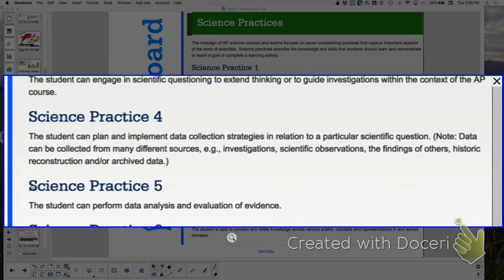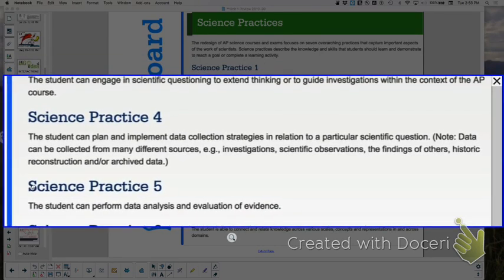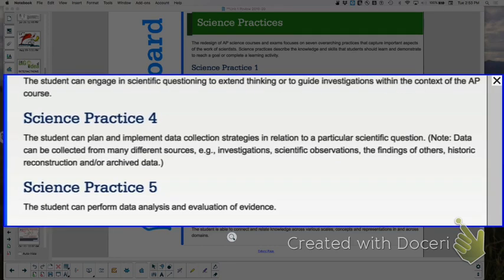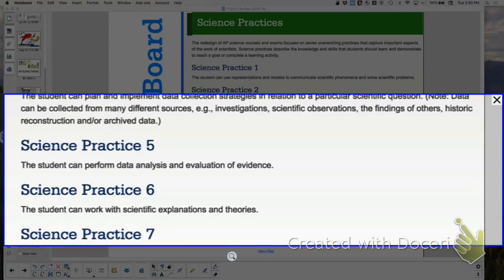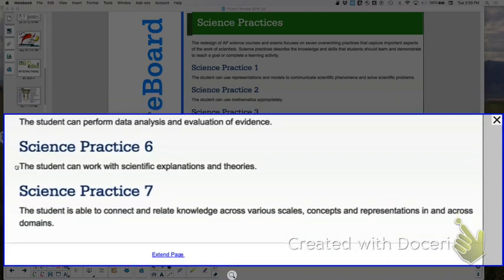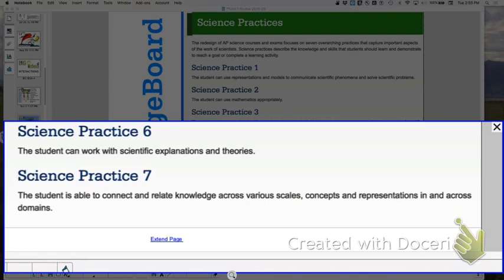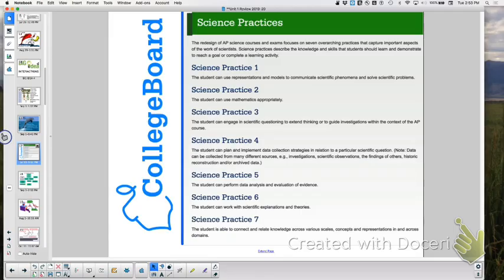Science practice 4, student can plan and implement data collection. When we collect data, what is the kind of data we could collect? Quantitative and qualitative, right? Quantitative is an actual, something I can measure. Good. The student can perform data analysis. You might be using math to do that, right? Then we talk about claim, what? Evidence, reason, working with explanations. Science practice 7, the student is able to connect and relate knowledge across various scales, concepts, representations, and across domains. Okay, that you can communicate out what you have learned. You actually practice all those things all the time.